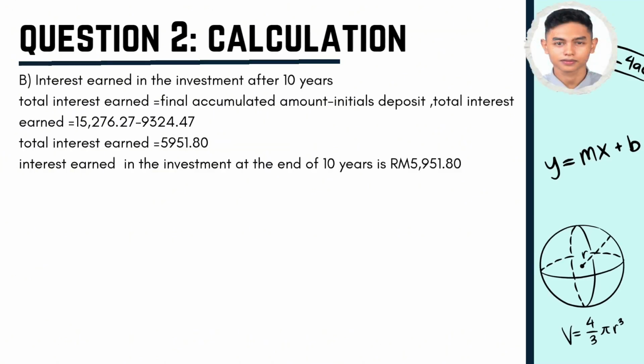B. Interest earned in the investment after 10 years. Total interest earned equals final accumulated amount minus initial deposit. To find the interest earned, 15,276.27 minus 9,324.47. The total interest earned after the end of 10 years is 5,951.80.